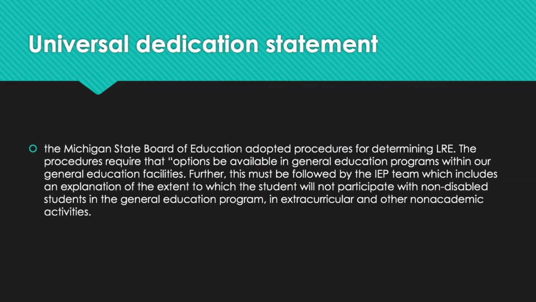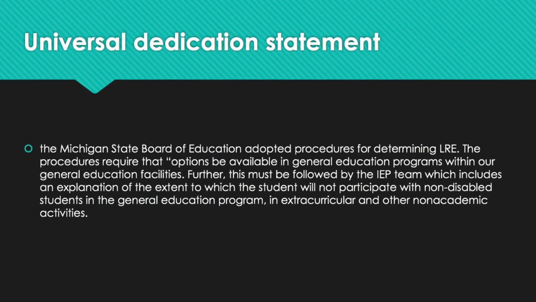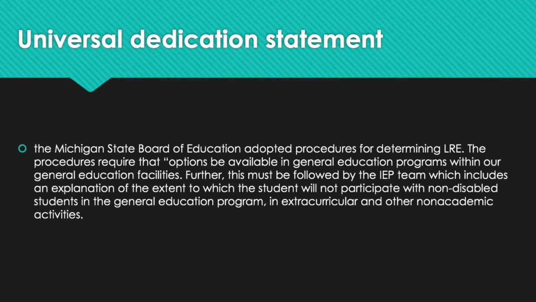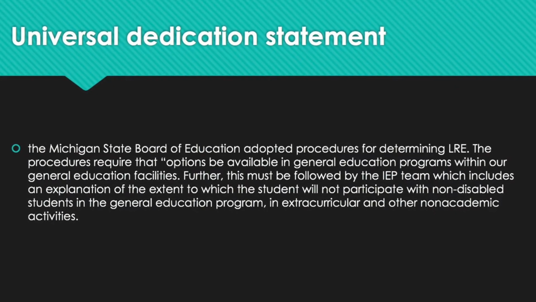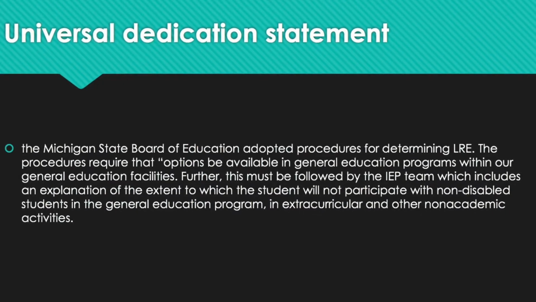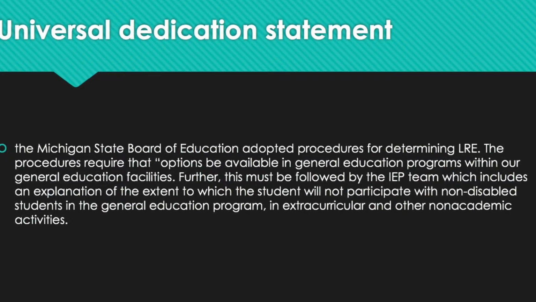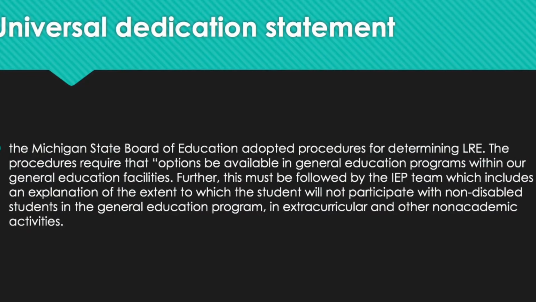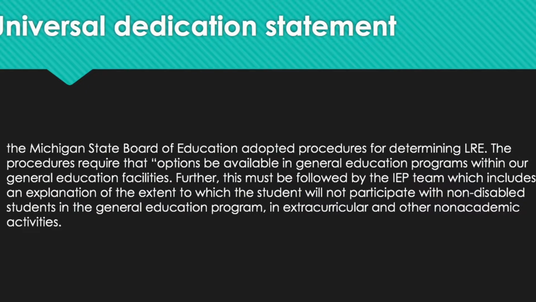The Michigan State Board of Education adopted procedures for determining least restrictive environment. The procedures require that options must be available in general education programs within general education facilities. Further, this must be allowed by the IEP team, which includes an explanation of the extent to which the student will not participate with non-disabled students in the general education program, in extracurricular or non-academic activities.